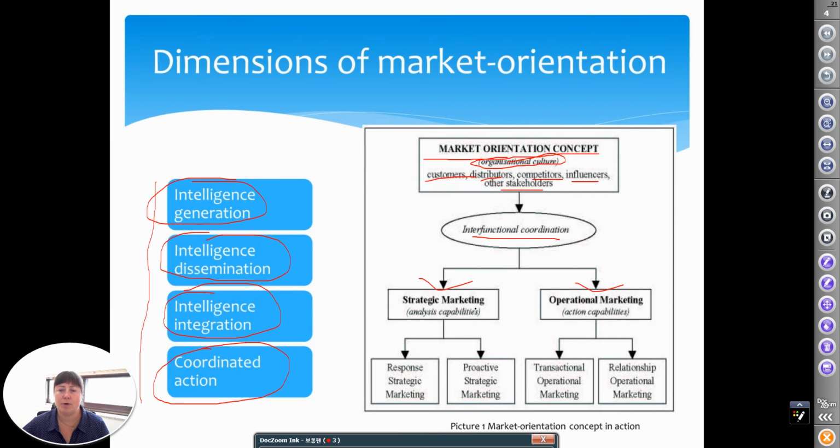So strategic marketing, it means the analysis capabilities and its response strategic marketing and proactive strategic marketing can be. And we should find the relationship between the strategic marketing and operational marketing action capabilities, and analysis capabilities should help to build strong action capabilities, and they are transactional operational marketing or relation operational marketing. And now let's discuss each of these dimensions.